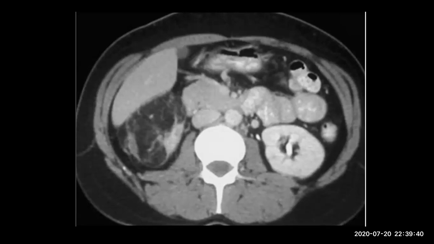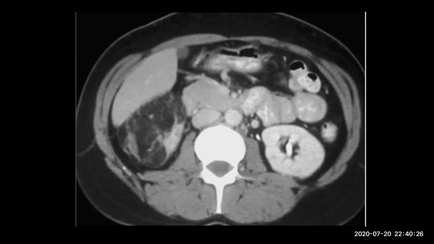Any volunteer for the second case? Axial CT scan with IV contrast, showing a well-defined fat density mass on the right side, mainly originating from the right kidney, with some hyperdense foci of tissue or strands from the lesion.